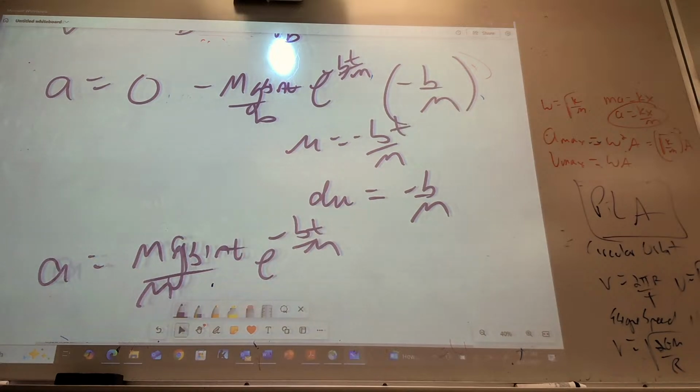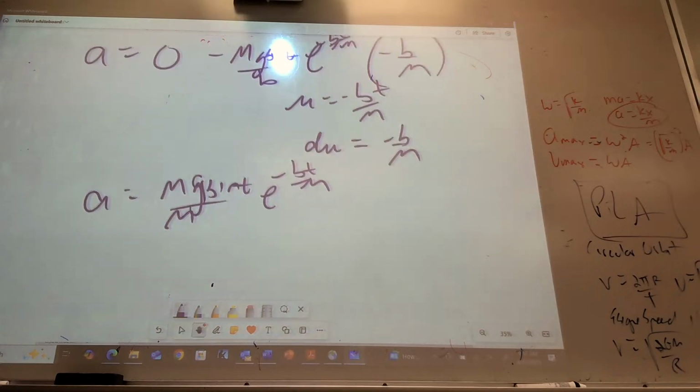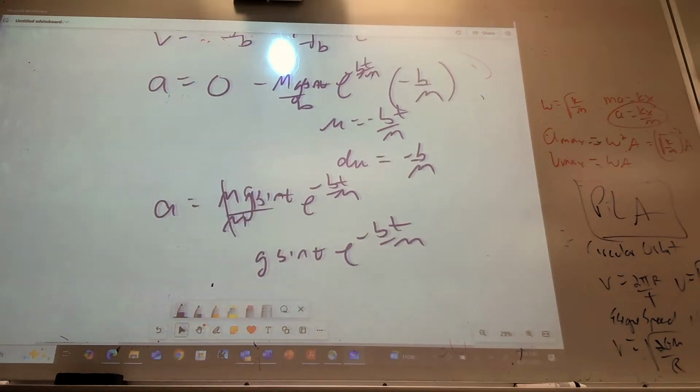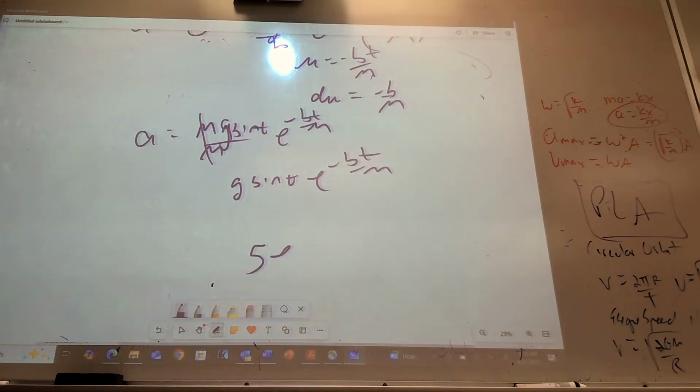Okay? Let's see you plot this. We'll make up numbers. We can cancel out this m. Okay, so we get g sine theta e to the minus bt over m. Let's make up some numbers for your constant. So we're just going to plot, we'll just say 5e to the minus 3t. Just plot that in your calculator, see what it looks like, draw that waveform. And note what that 5 is.